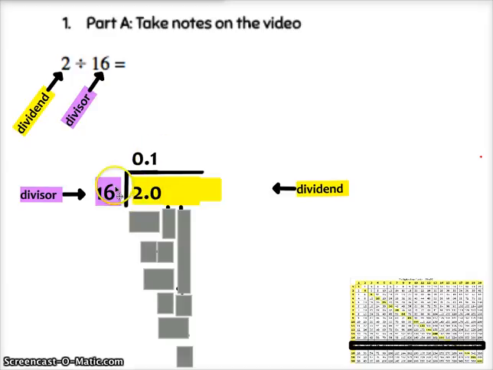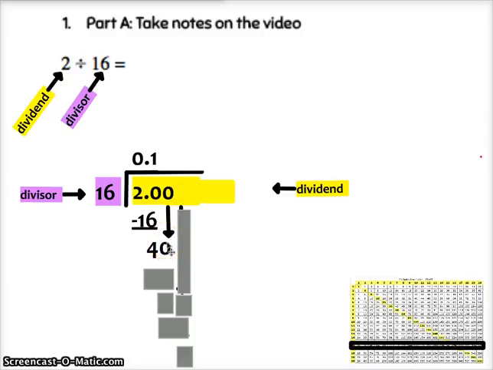1 times 16 is 16. And then I subtract that number from 20. So 20 minus 16 is 4. And I have a remainder. So since I have a remainder, we're going to repeat the process again. Instead of writing the number as 2 and 0 tenths, I'm going to write it as 2 and 0 hundredths. And I'm going to bring that 0 down next to the 4 so that I have 40.